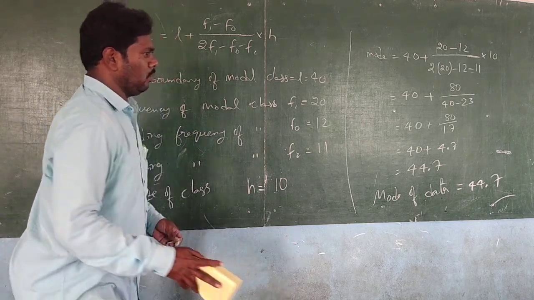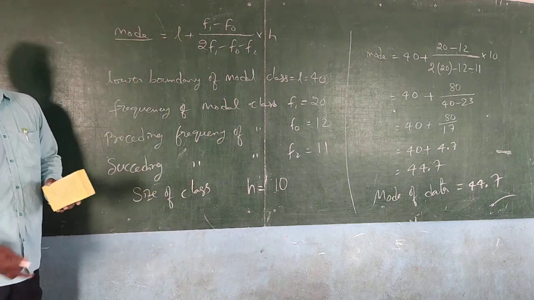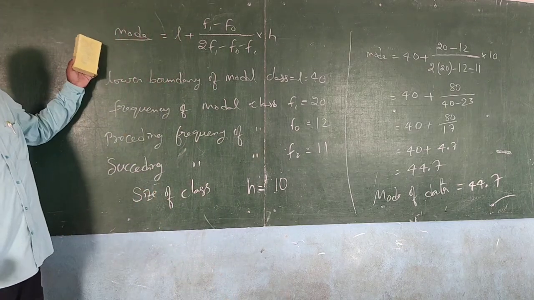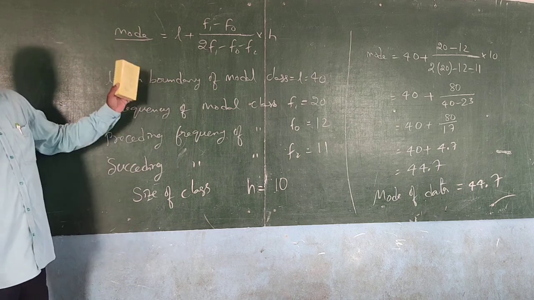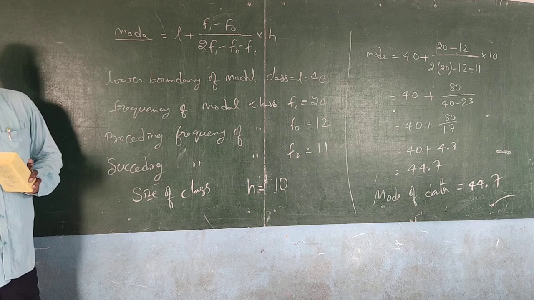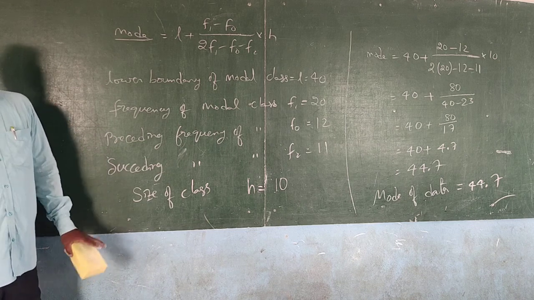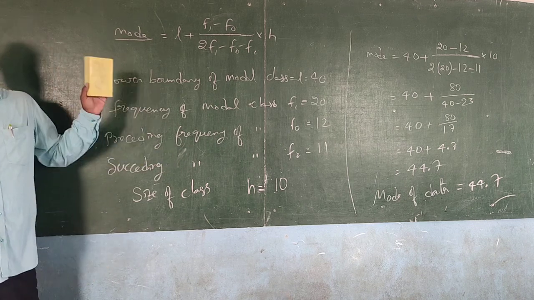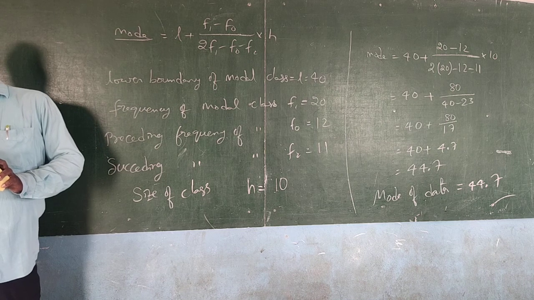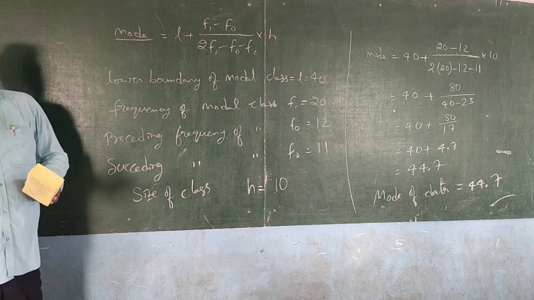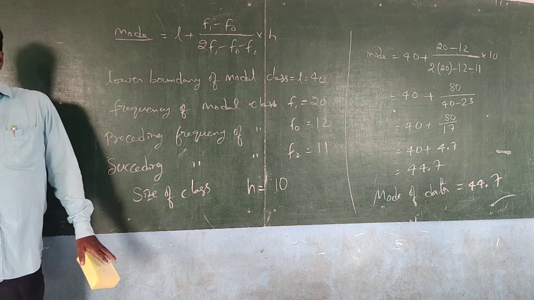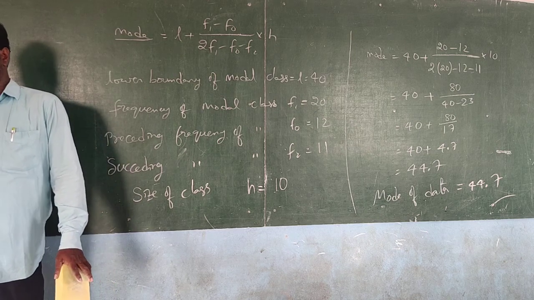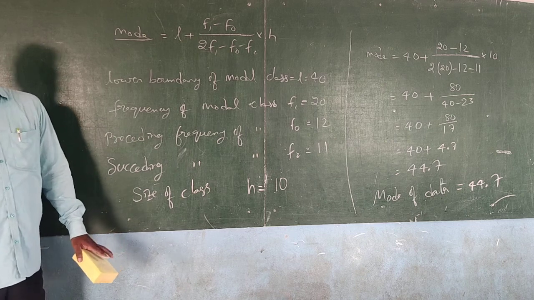Okay, this is about problem one, the mode. Now, the formula again: mode is equal to L plus F1 minus F0 by 2F1 minus F0 minus F2, into H. Substitute the values clearly. Be careful, numbers can be misplaced by mistake. Just replace the numbers carefully.